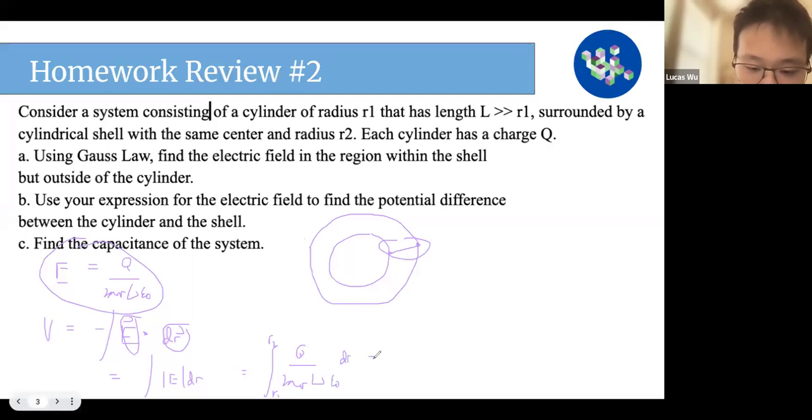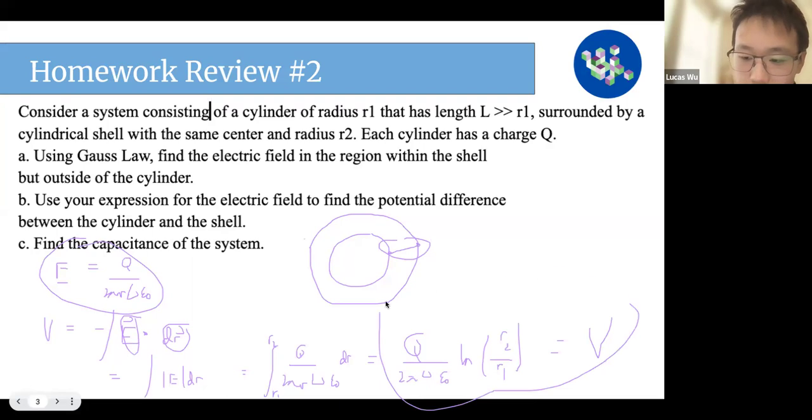And what this equals to, well, it's just a simple 1 over R integral, so you'll be getting Q over 2 pi L epsilon 0, and then times natural log of, I believe, R2 over R1, and that should be equal to the potential difference between the cylinder and the shell. So this will be your answer to part B.